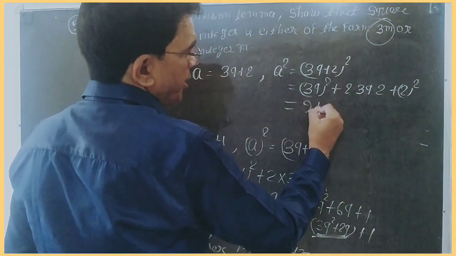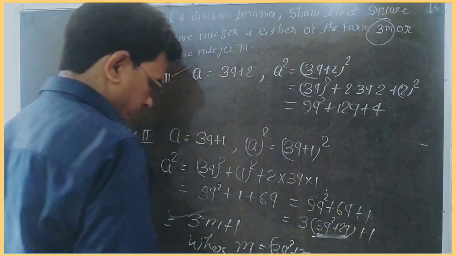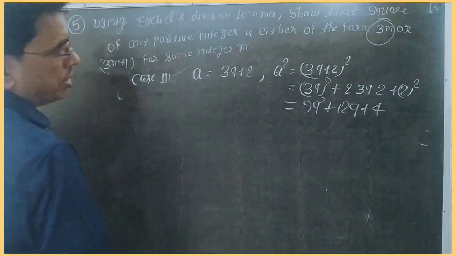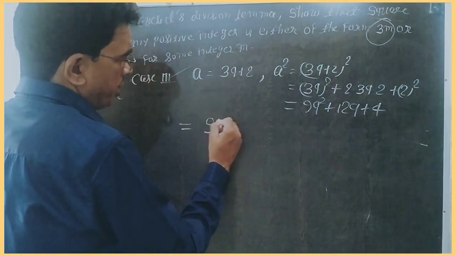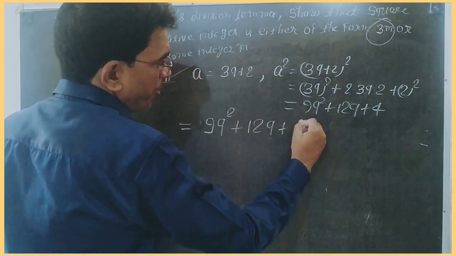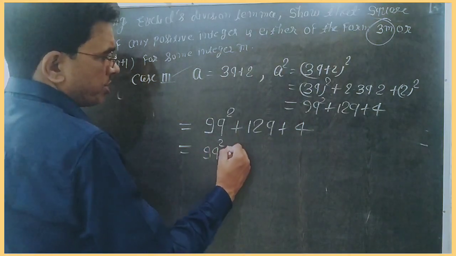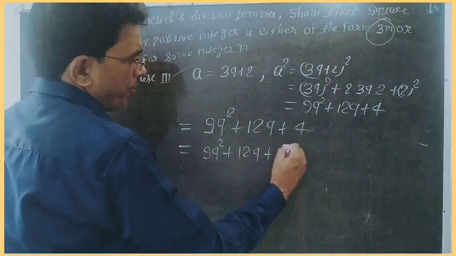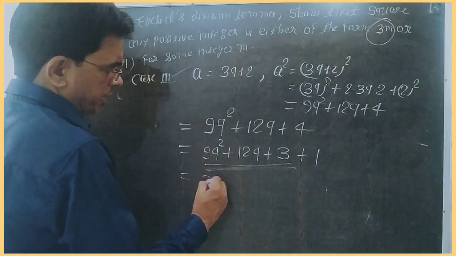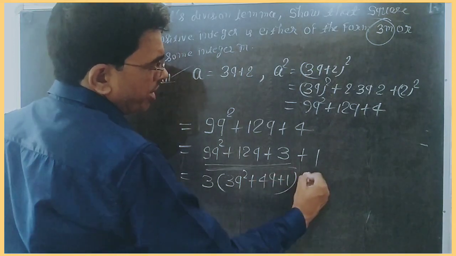So it is 9q square plus 12q plus 4. Now arrange in the form of 3m plus 1. So how do we arrange? We write it as 9q square plus 12q plus 4. But here it is not 3m plus 4, so we arrange it like 9q square plus 12q plus 3 plus 1. Now what is common among them? That is 3. So it is 3 times (3q square plus 4q plus 1) plus 1.